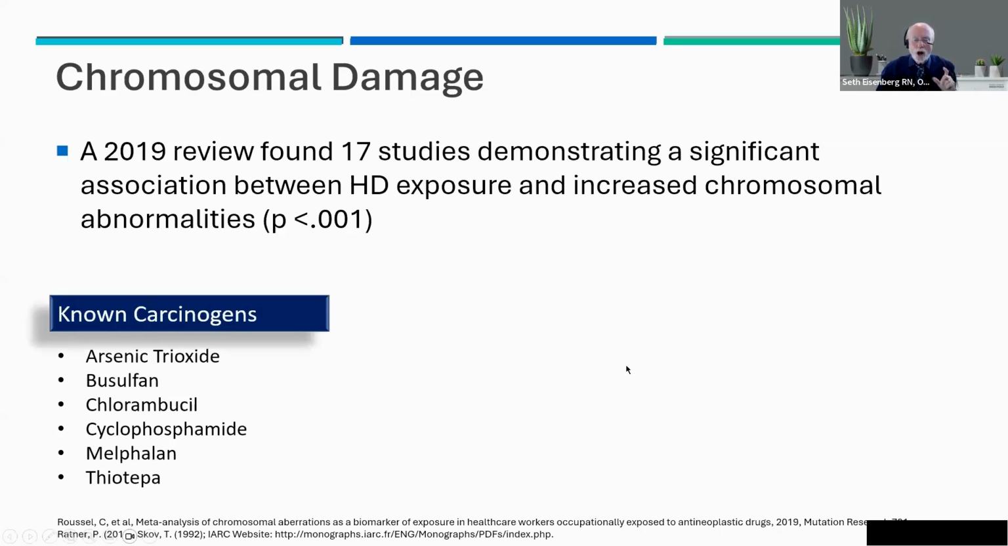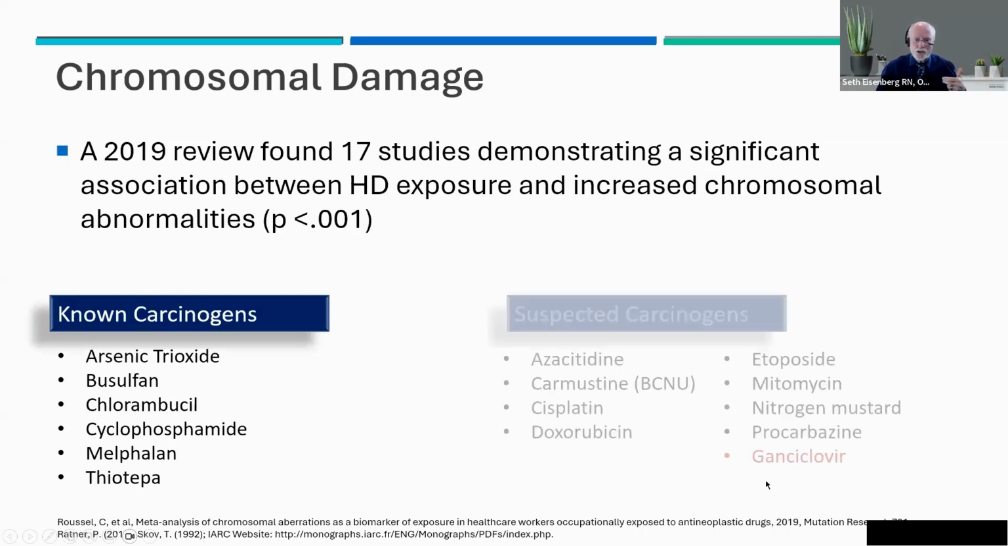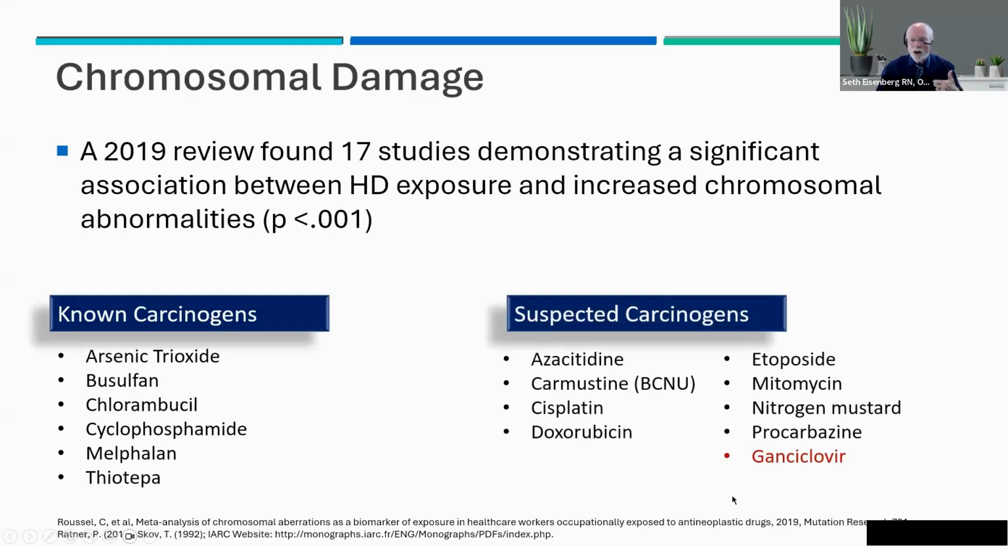So if we look at the drugs that we use to treat cancer, several of them are actually known carcinogens, which is a crazy irony if you think that we are treating cancer with drugs that can cause cancer. But again, these drugs work by altering the DNA in those cancer cells. We also have a number of drugs that are suspected carcinogens as well.